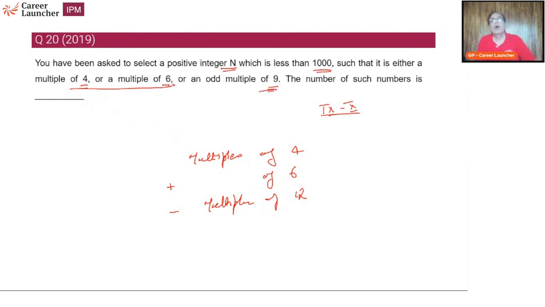Then you have to look at odd multiples of 9 also, plus odd multiples of 9, isn't it? It will take you time. Yes, it will take you time. Maybe 3 minutes, maybe 4 minutes, not an issue at all. This is a question you should be attempting.